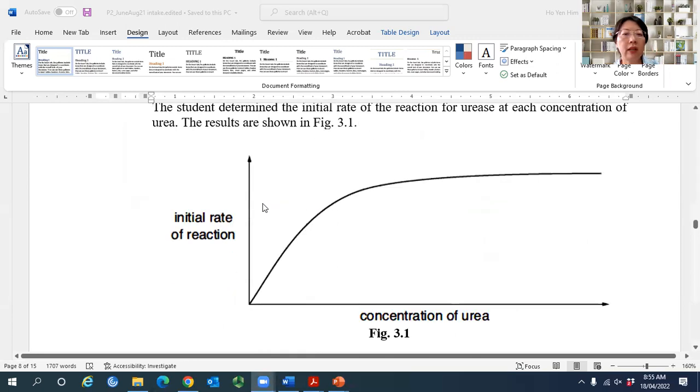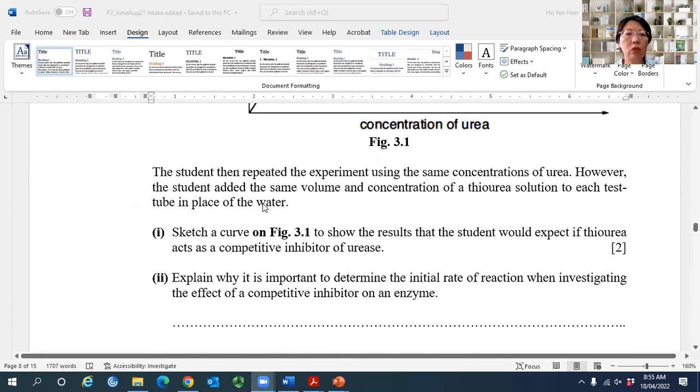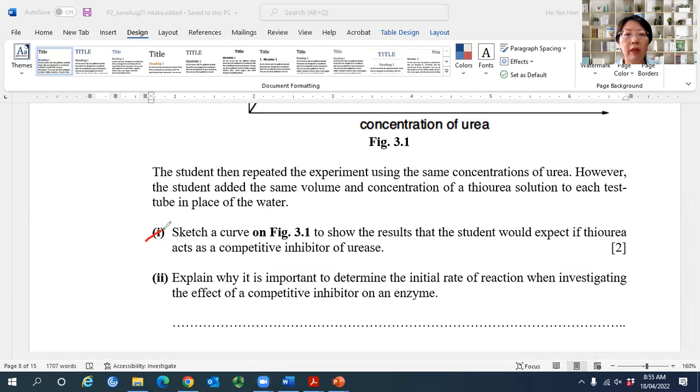Okay, so here there's a graph given. What you need to do is sketch a curve on the graph to show the results that the student would expect if thiourea acts as a competitive inhibitor. So this is very straightforward. Most students get this answer correct, the majority.